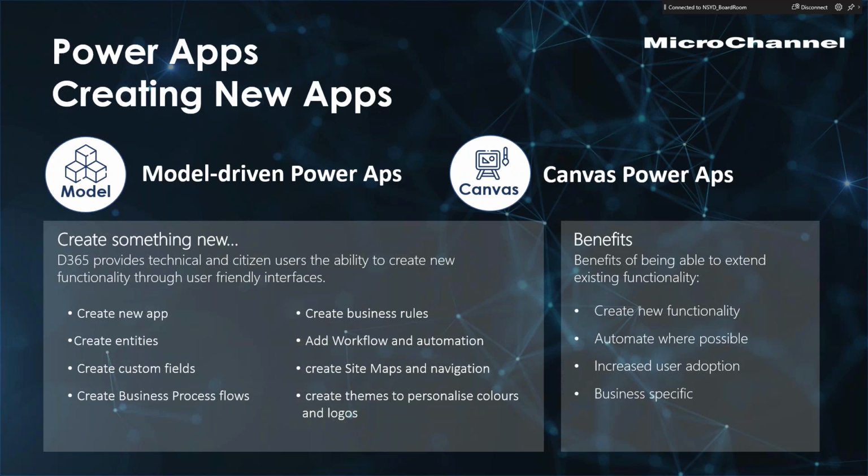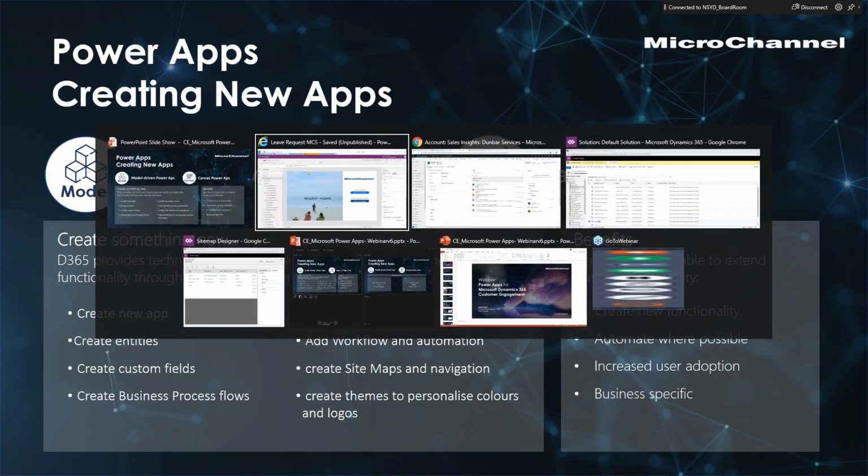We have many organisations that have Canvas apps that might be things like those event attendees. We have a few of those for our organisation. But I'm going to show you another example here in a moment. This really allows us to create things from scratch, either a model-driven app or a Canvas app. And once again, your benefits are really being able to create new functionality, automate processes where available, increase user adoption, and being business specific. So let's jet off and have a quick look at that.